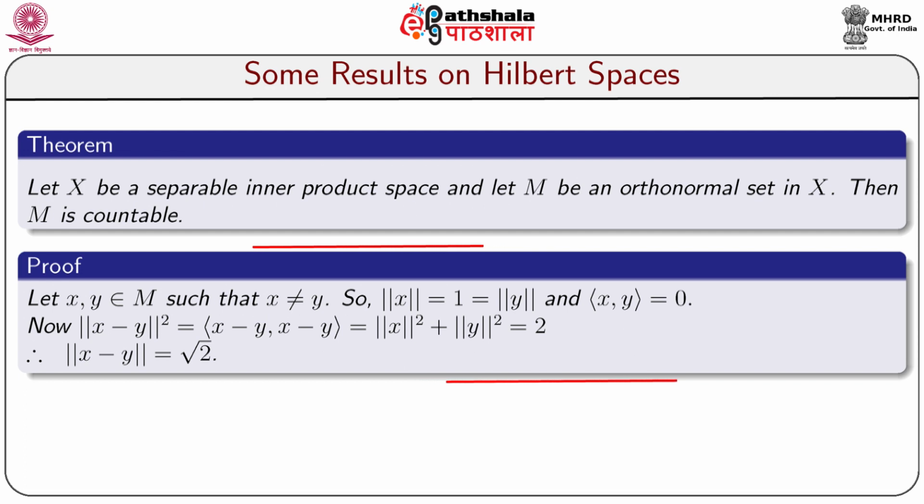We have used the inner product relation, but inner product (x, y) is equal to 0. Thus norm of x square plus norm of y square is equal to 2. That means norm of x minus y whole square equals 2. That means norm of x minus y is equal to root 2.